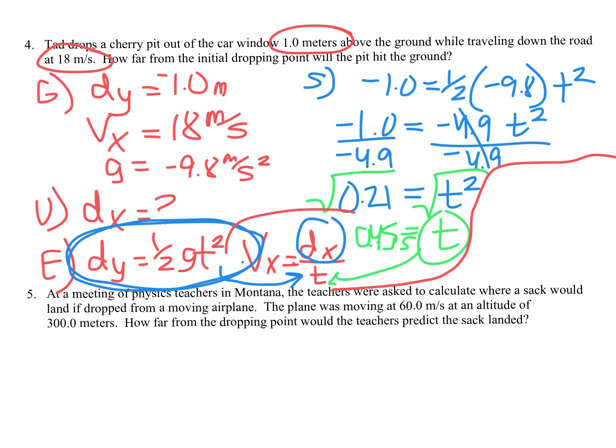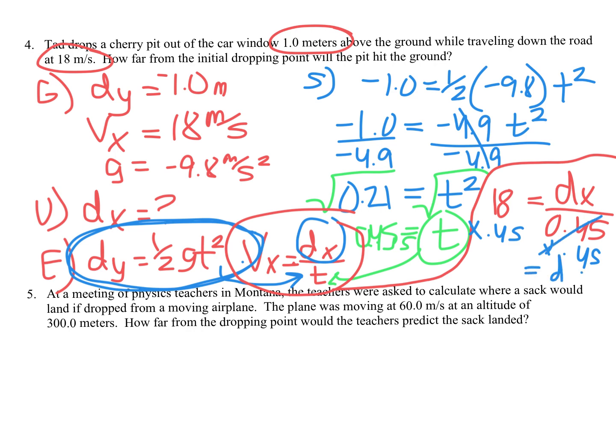Okay, so I'm going to use Vx equals dx over t. Vx is 18 equals dx, distance in the x direction, which I don't have, divided by time, which is 0.45 seconds. Double check my writing. Yep, 0.45 seconds. How do I solve for that, friends? I just have to multiply 0.45 over to both sides. 0.45 will cancel out. Distance in the x direction will be left. And I do 18 times 0.45. I end up getting about 8.1 meters.